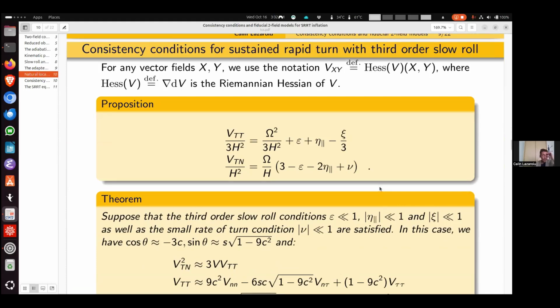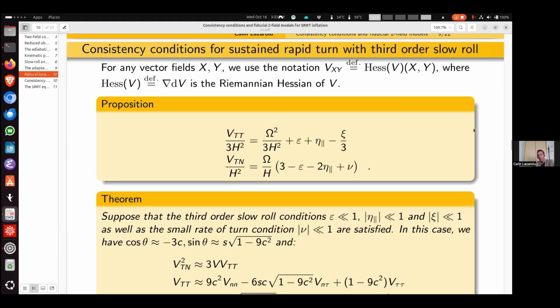Okay, so now finally I can explain what I meant by consistency conditions for SRRT inflation. SRRT is an abbreviation for what we call sustained rapid turn with third order slow roll. In order to state them, I have to state first a preparatory proposition. For this, I introduce the following notation. If I give you two vector fields x, y on this surface calligraphic M, I'm going to use the notation V_xy for the Hessian of the scalar potential V applied to the pair of vectors x and y. Remember, the Hessian is the Riemannian Hessian. V is a real valued function defined on M. I have a Riemannian metric G on M, so I can consider the Riemannian Hessian tensor of V with respect to G. I denote this by Hess V without indicating the metric G.